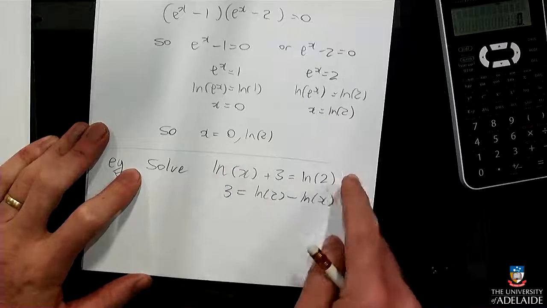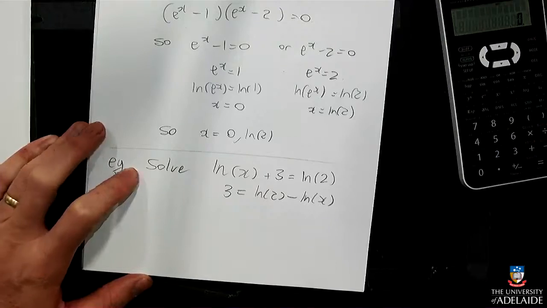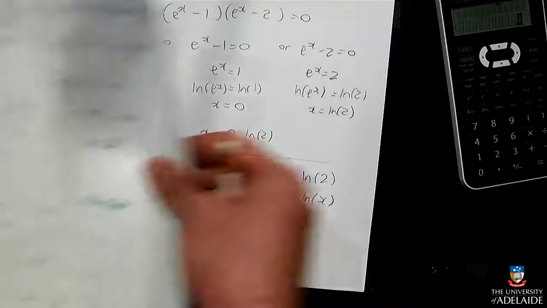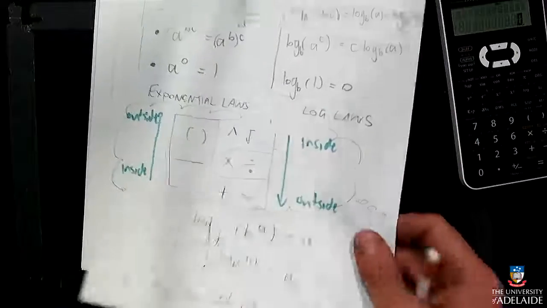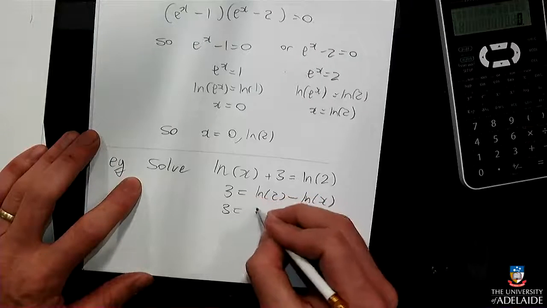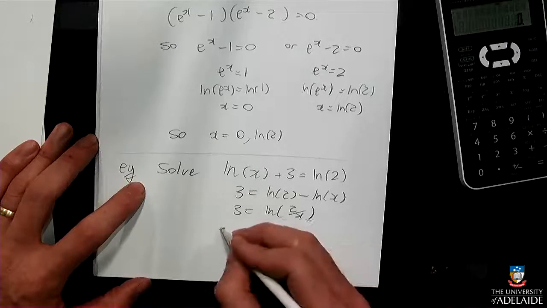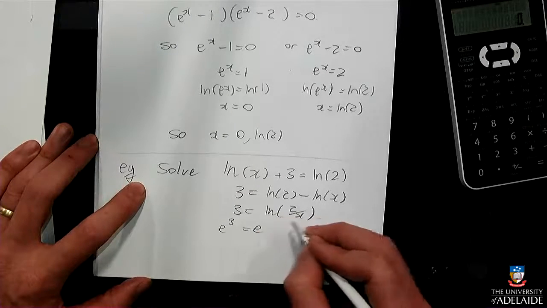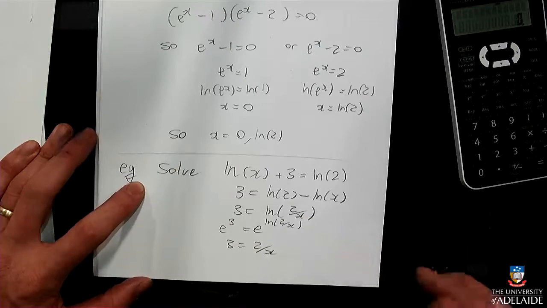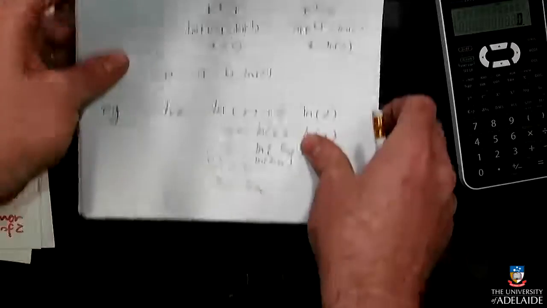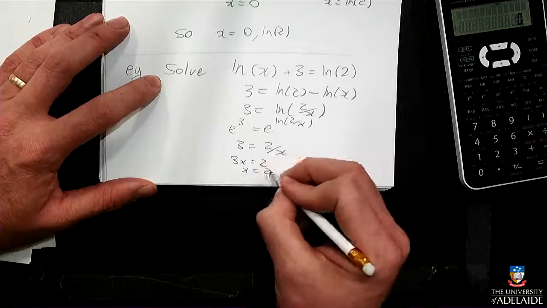I could move the ln over there, and then they'll be together. And there's a log law. Subtraction between the logs is division on the inside. Let me just check that. Yep, outside minus is division inside. So we can go 3 is ln of 2 divided by x. And now we could get rid of that ln by doing e to the power of both sides. And so that's e to the 3 is 2 on x. So now it's an ordinary equation. I can multiply by x, and divide by e to the 3.